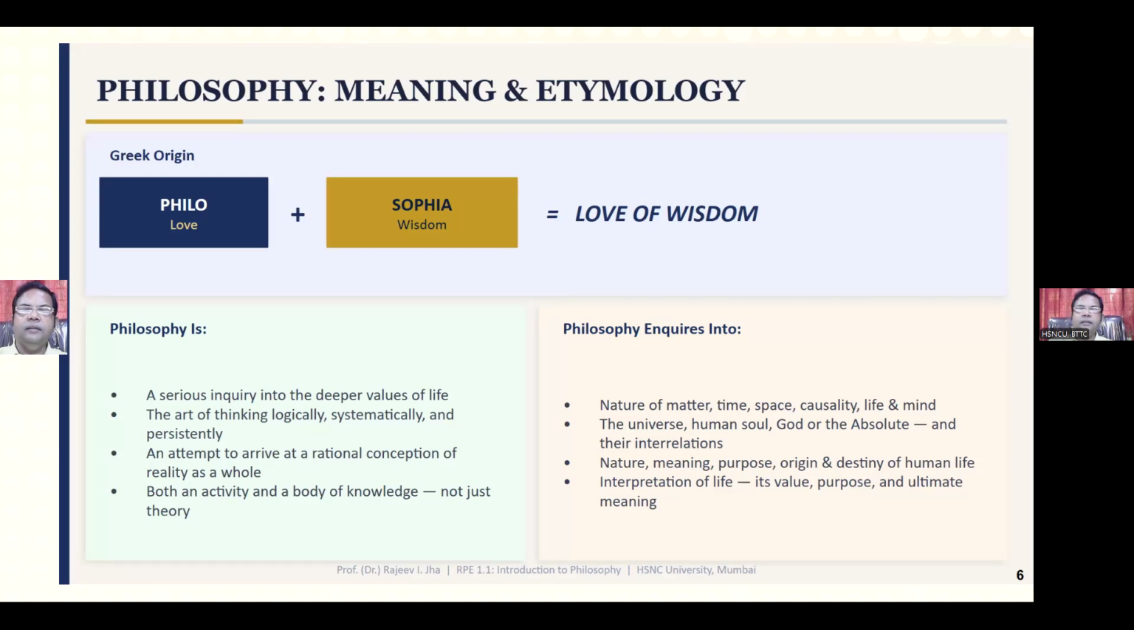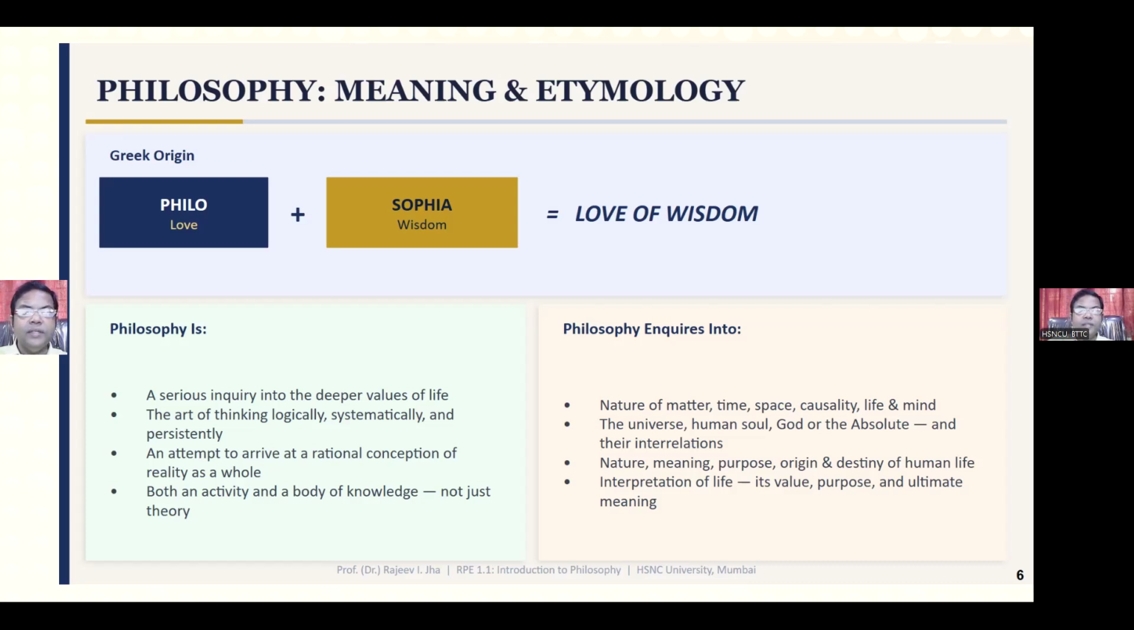Every significant academic discipline has a name that carries its history inside it. Medicine comes from Latin medere, to heal. Pedagogy comes from the Greek pedagogos, the guide of children. And philosophy comes from the Greek philo, love, and sophia, that is wisdom. Literally, the love of wisdom.